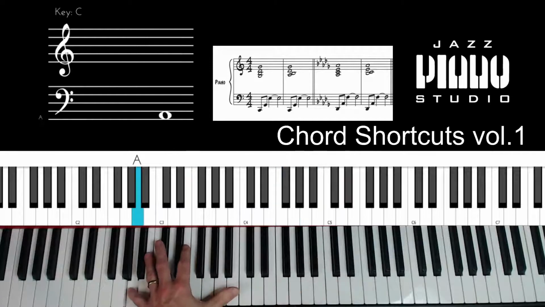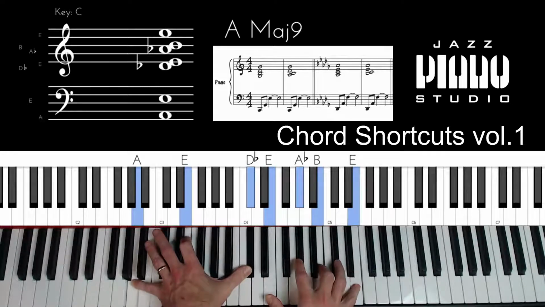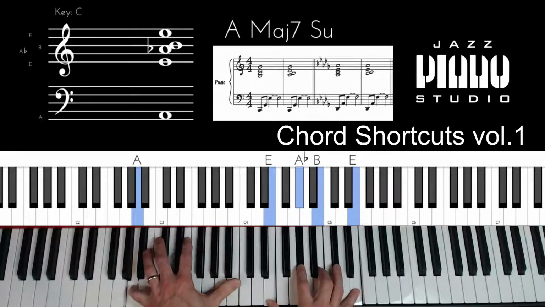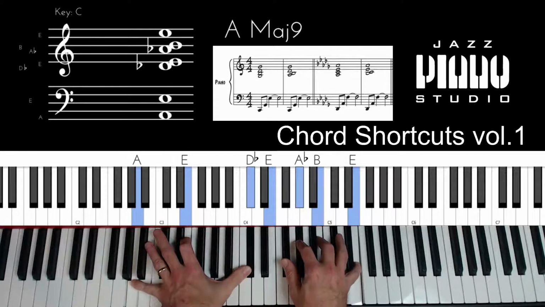Let's go up to A. So A triad, the top note of an A triad is E, and we're going to do a triad there. So 1, 2, 3, 5. So A triad and then E triad. Get used to that sound. And then I'm going to take my thumb and move it up a whole step.